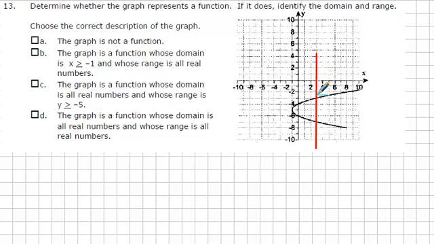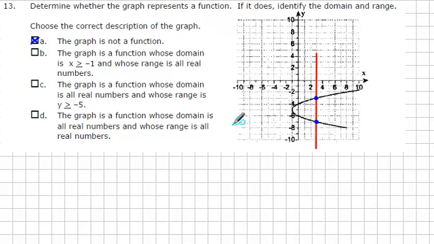And what we notice is that that vertical line intersects the graph in 2 points. And one of those points is right here, and the other point here. So what that tells us is that this graph is not a function. The graph does not pass the vertical line test.